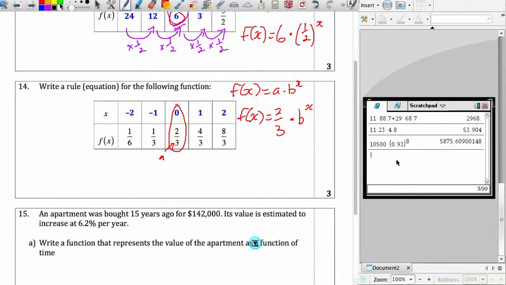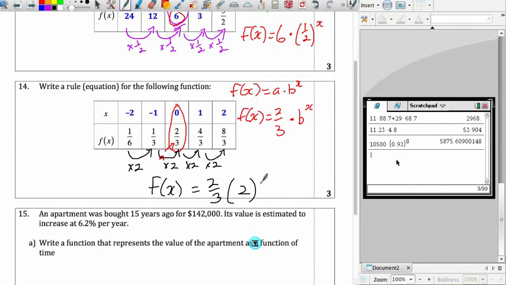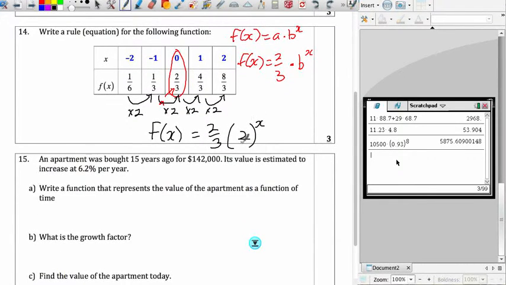We now need to determine what b is, and in order to do that we're going to see what pattern emerges as I move from the left to the right. So I go 1/6 to 1/3. Well, we get that by multiplying by 2, 1/3 to 2/3 times by 2, 2/3 to 4/3 times by 2, and so forth. And so my function is 2/3 multiplied by 2 to the power of x, and that would be an example of exponential growth because the base is larger than 1.